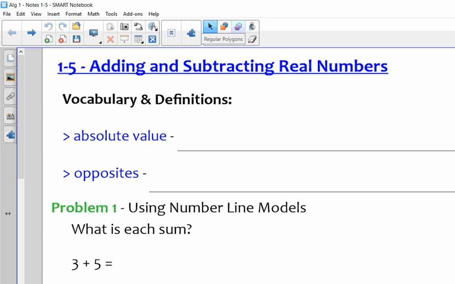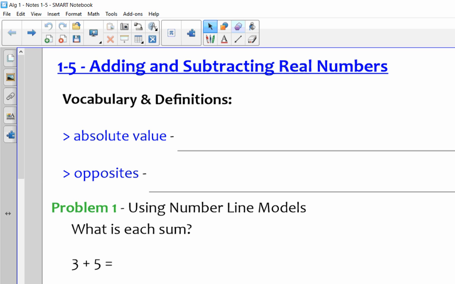Hey everybody, this is chapter 1, section 5. We're adding and subtracting real numbers. Just please make sure that when you're taking notes during this, I go kind of quick. So if I'm going too fast, hit pause, get your notes caught up, and then hit play again.